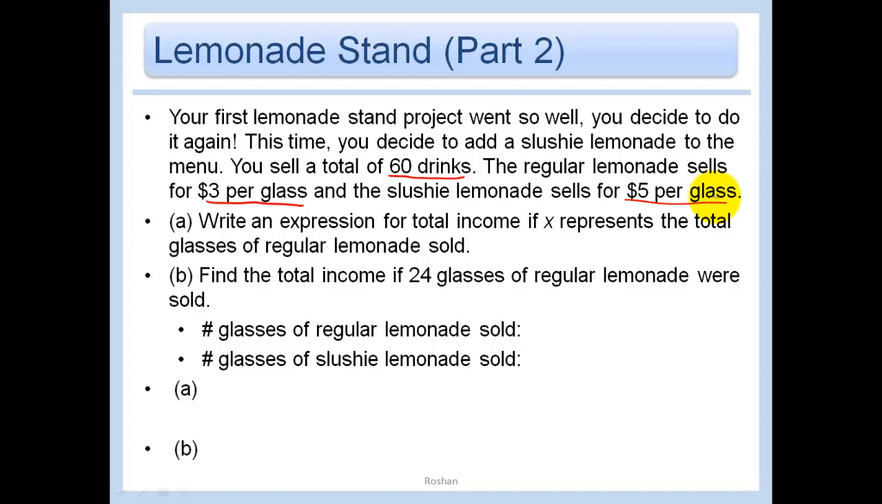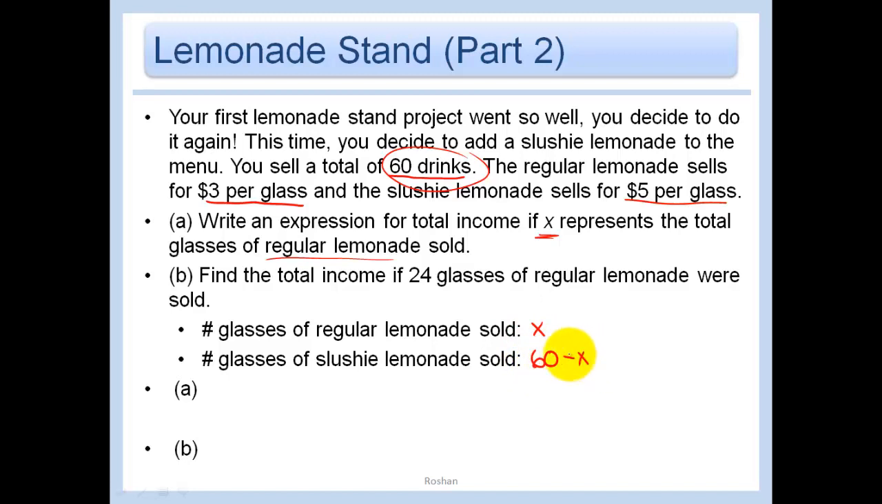Write an expression for total income if X represents the total glasses of regular lemonade sold. So we're saying that X is how much regular lemonade we sell. The number of glasses of regular lemonade sold is X. So how many glasses of slushy lemonade did we sell? How do we figure that out? Well, we know we sold 60 drinks altogether, so if we take the 60 and subtract how many regular lemonade, which is X, that should be how many slushy lemonades we have.